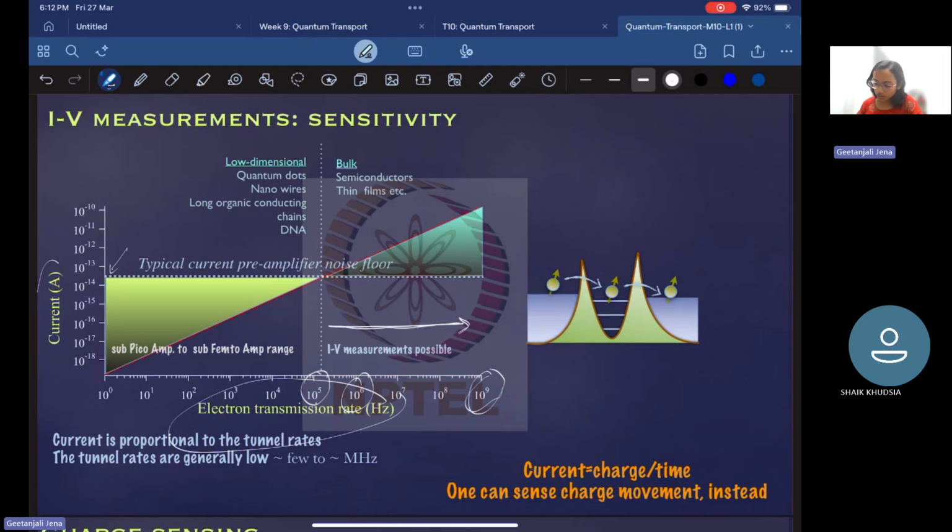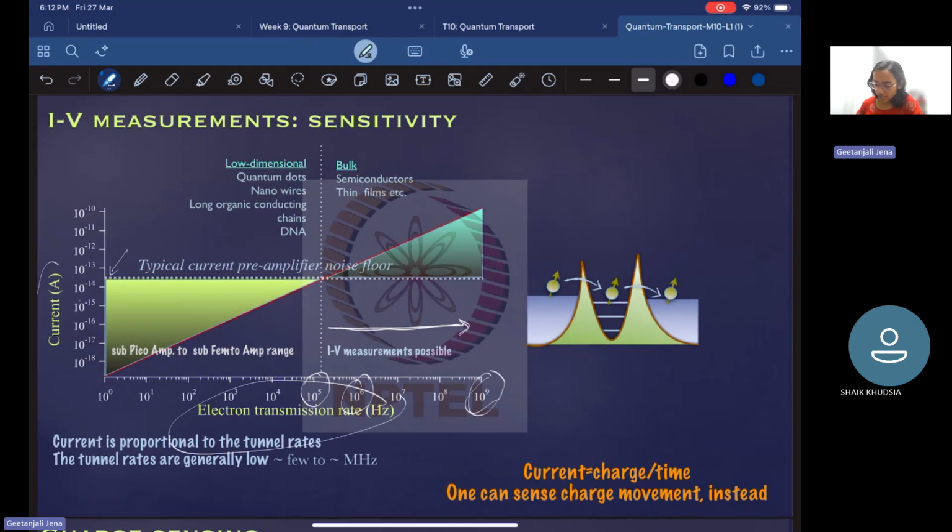what will happen? You can see in this figure that the noise level is here, and the current you are measuring is below the noise level. That means whatever current you measure won't be detected by this detector because of the high noise level. So the signal to noise ratio will be much lower in this low frequency region. This is why we need a charge sensor, which can be the QPC or the SCT based charge sensor.